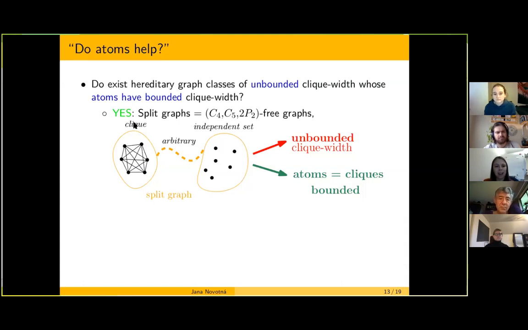So yeah, atoms of split graphs are only cliques, because otherwise the clique part would be a clique cut set. So on the one side we have split graphs, which have unbounded Clique-width, and on the other side, atoms of split graphs are cliques, and we already know that they have bounded Clique-width. So that's one example of such a class where this approach may help.